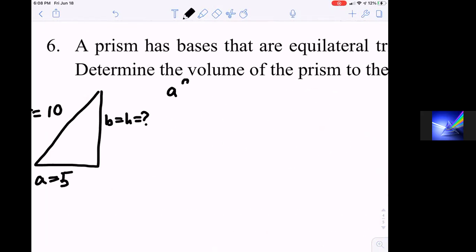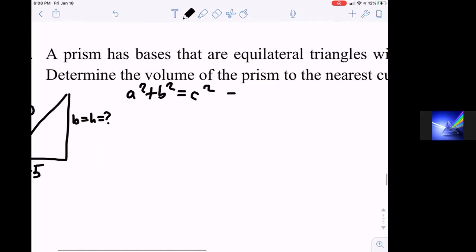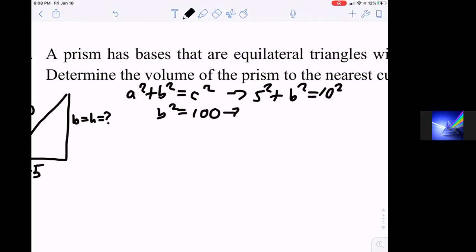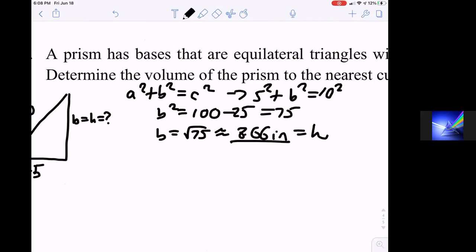So a squared plus b squared equals c squared. That would be 5 squared plus b squared equals 10 squared. b squared equals 100 minus 25, which is 75. b equals the square root of 75, which is about 8.66 inches. So that's going to be the height.